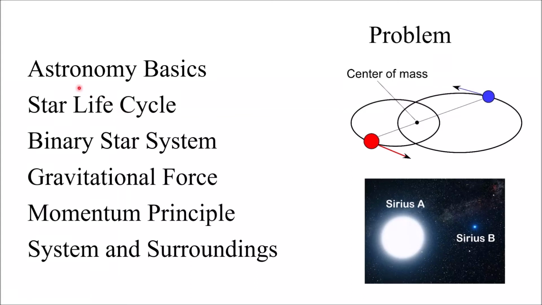In this video, we're going to cover some astronomy basics. We'll talk about the life cycle of a star. We'll go over a binary star system. We'll talk more about the gravitational force and how to use that formula. We'll go over the momentum principle again quickly, and then we'll also talk about the system and surroundings again quickly. And we will hopefully apply this information successfully to a problem here that has to do with the binary star system.